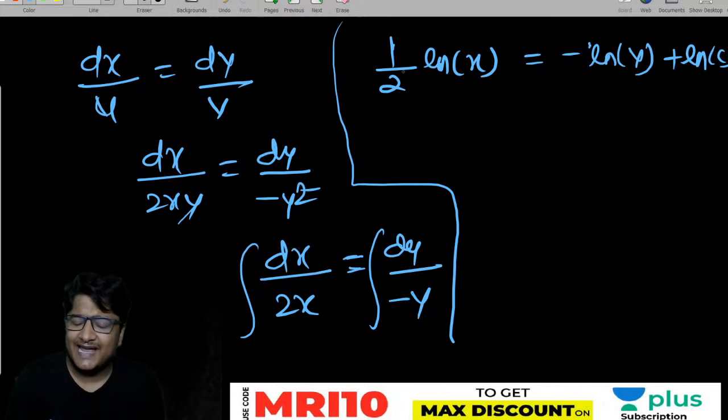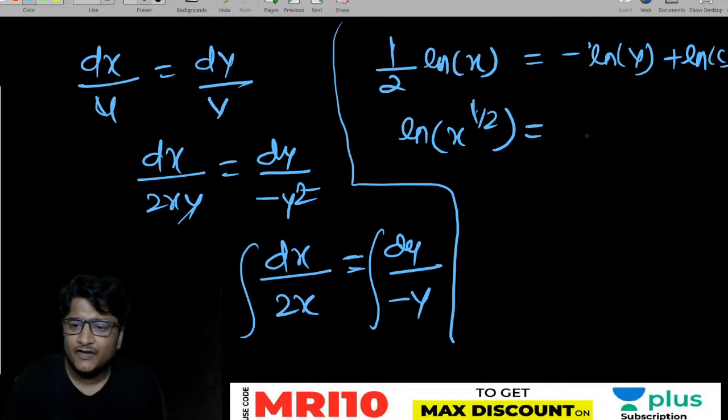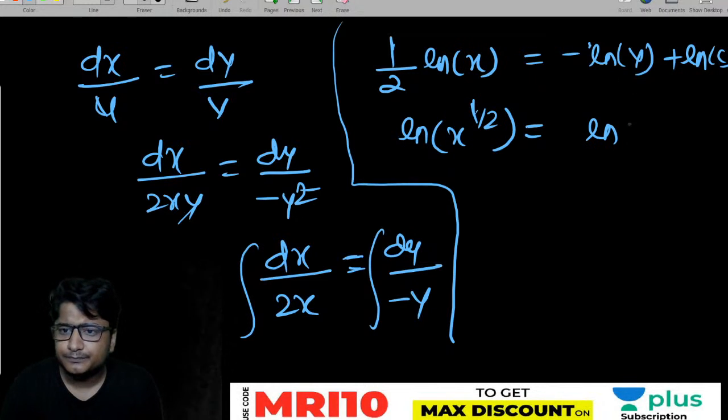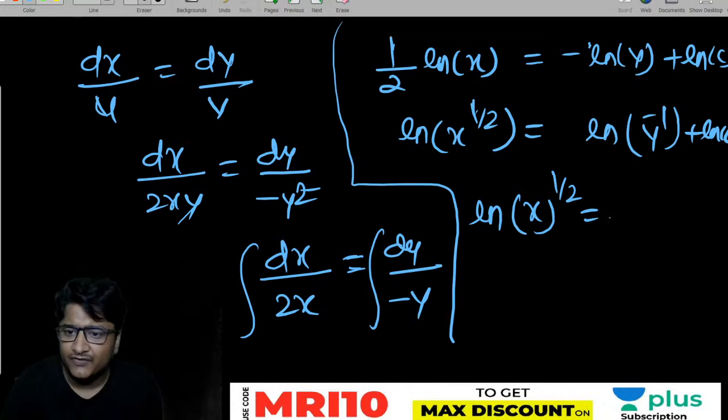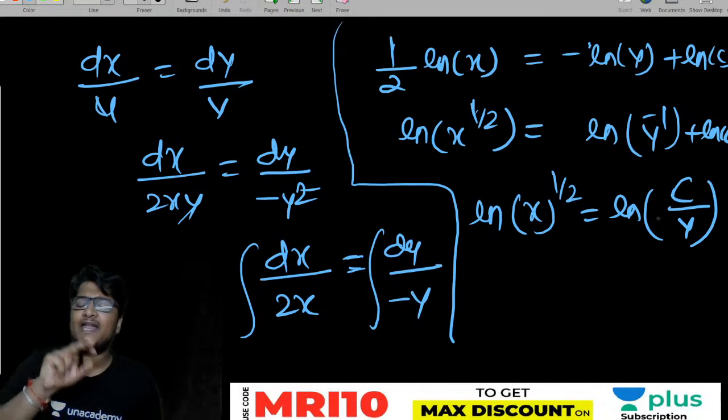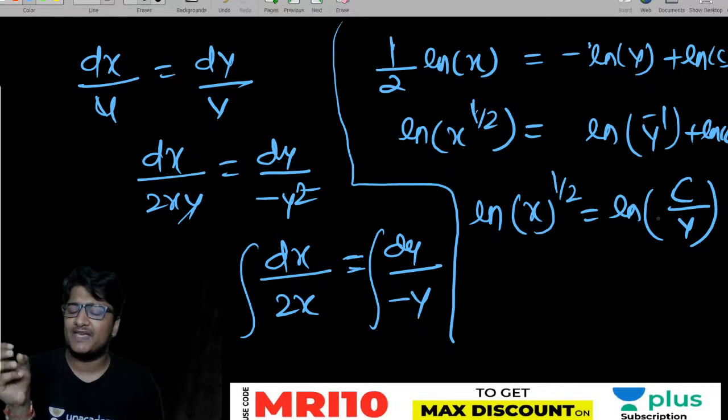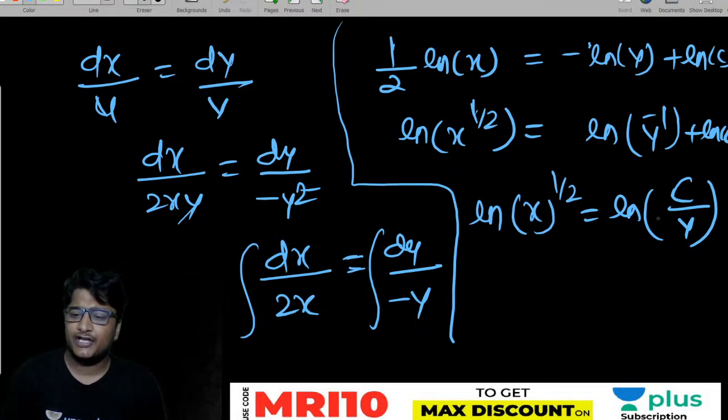Now any digit which is outside a log, you can take it inside. So ln x to the power 1 by 2 will be equal to, now this we can write as, ln y minus 1 plus ln c. So ln x to the power 1 by 2 will be equal to ln c by y. Since ln a plus ln b is equal to ln of a into b, I have written c by y.